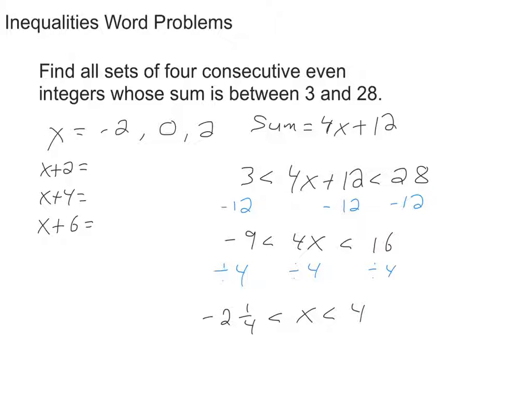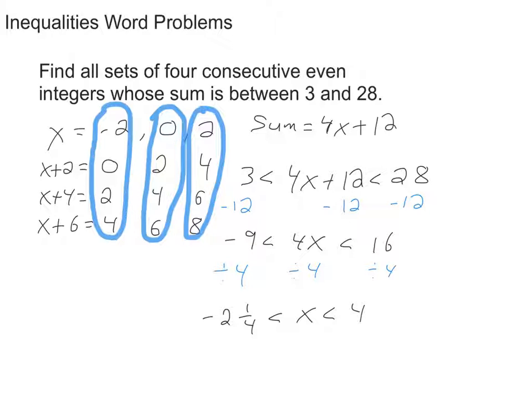So since that's the case, I've got 3 different scenarios. One where I'm starting at negative 2, one where I start at 0, and one where I start at 2. I can fill in the remaining 3 integers in each of those sets. And so you can see these are my 3 different sets. Negative 2, 0, 2, 4 have a sum of 4. 0, 2, 4, 6 has a sum of 12. And 2, 4, 6, 8 has a sum of 20.